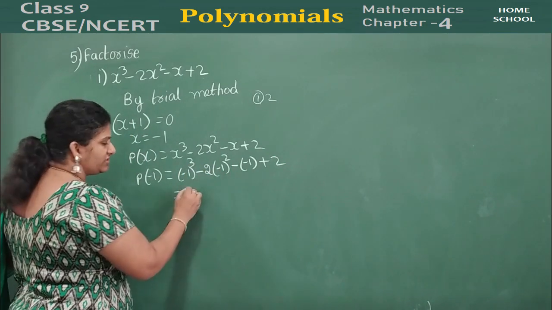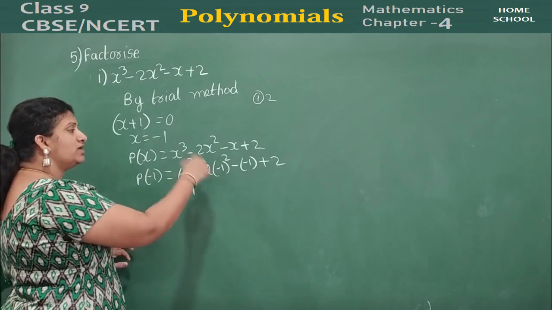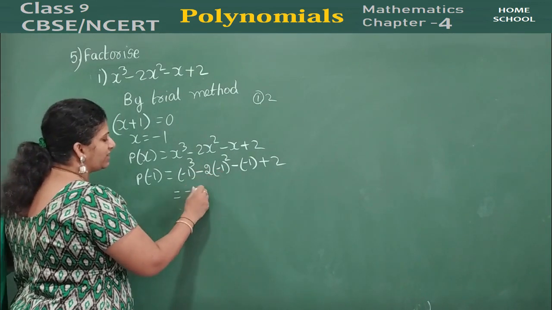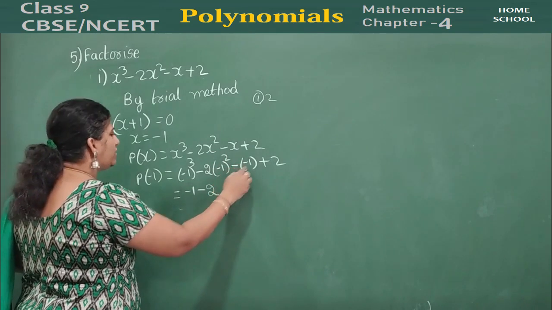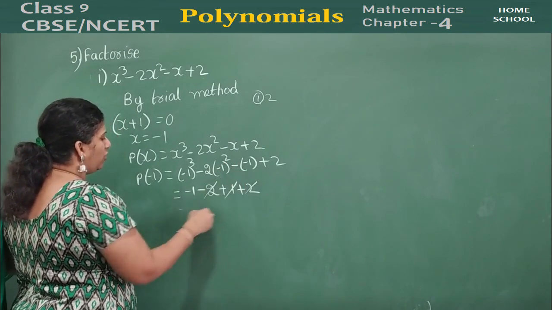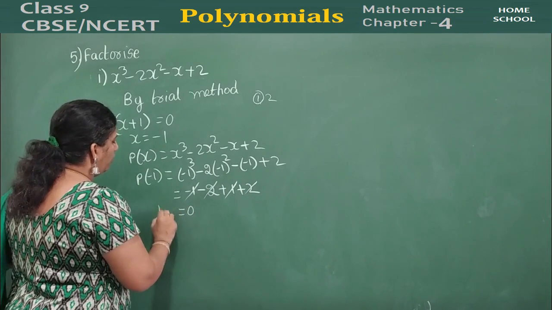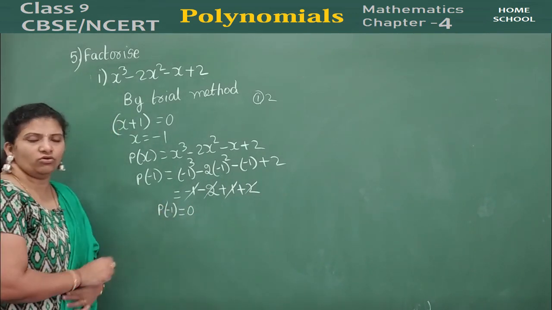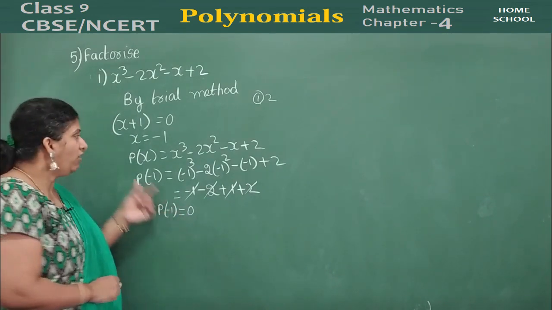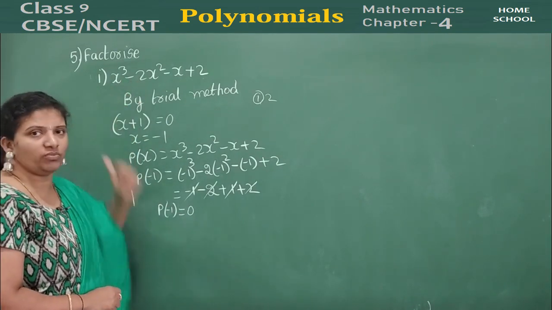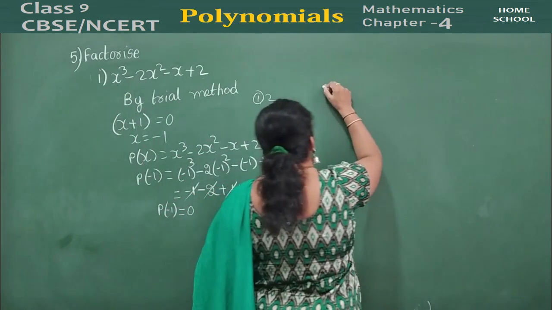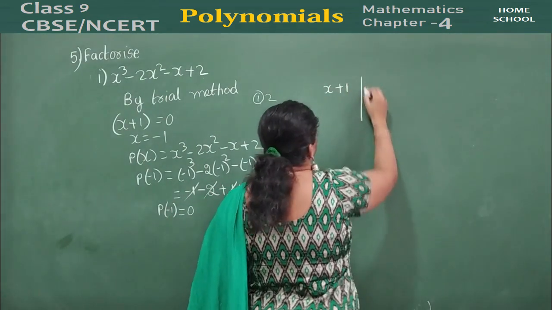Right? Minus 1 whole cube is how much? Minus 1. Minus 1 whole square: minus into minus is plus, so here you will get plus 1. Plus into minus is minus 2. Minus into minus is plus 1, plus 2. So now minus 2 plus 2 becomes 0. 1 minus 1 will be cancelled. Therefore, what is your p of minus 1? 0. If you get p of a equal to 0, according to the factor theorem, what can you say? Therefore, x plus 1 is a factor of this cubic polynomial. So, I got one factor. Still, I need to find 2 more factors. So, let's go with the division method. Okay, let's start dividing.